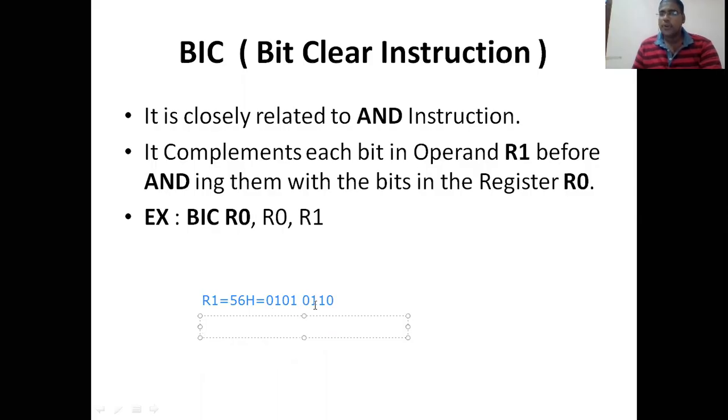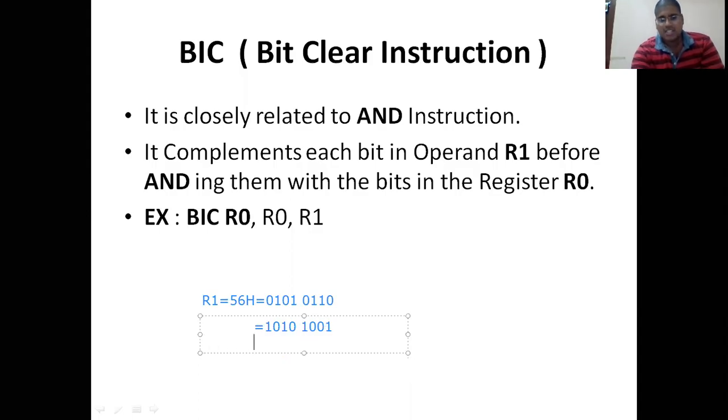Then the processor is going to perform a one's complement. It is going to complement each bit, which means it will replace 0 with 1 and 1 with 0. That means the new value will be like this. 56H is there now, so it will be replaced with 1 0 1 0 1 0 0 1. So its value is something like 1 0 0 1.